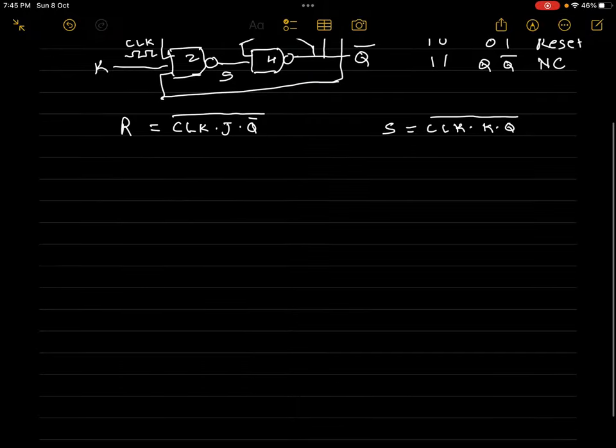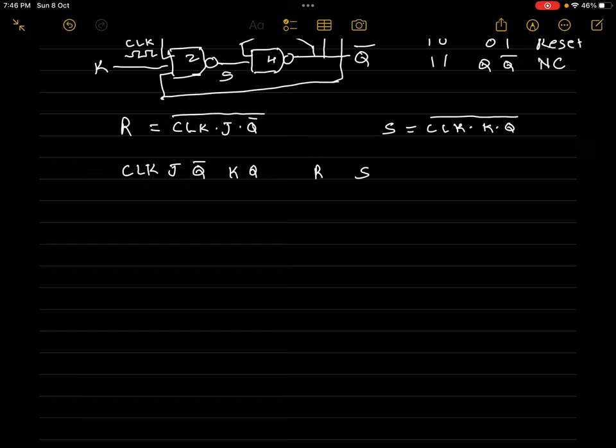So if we want to find the value of R, what will we require? We will require CLK, we will require J, we will require Q bar. Okay, and to find the value of S, we will require CLK, we will require K, and we will require Q. Okay, so from that we will get the value of S.